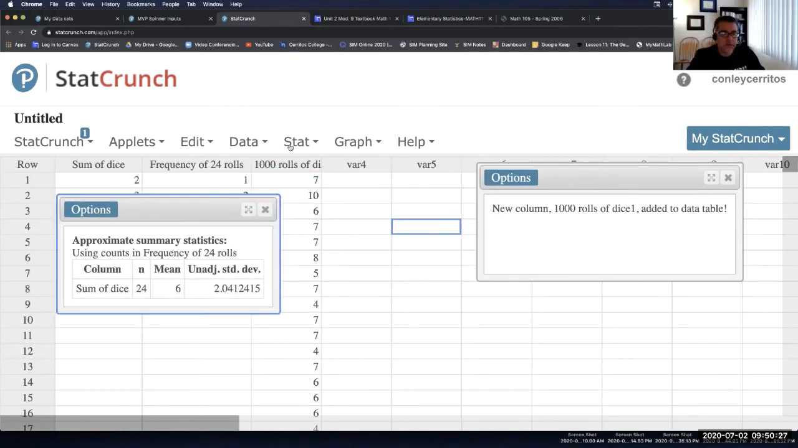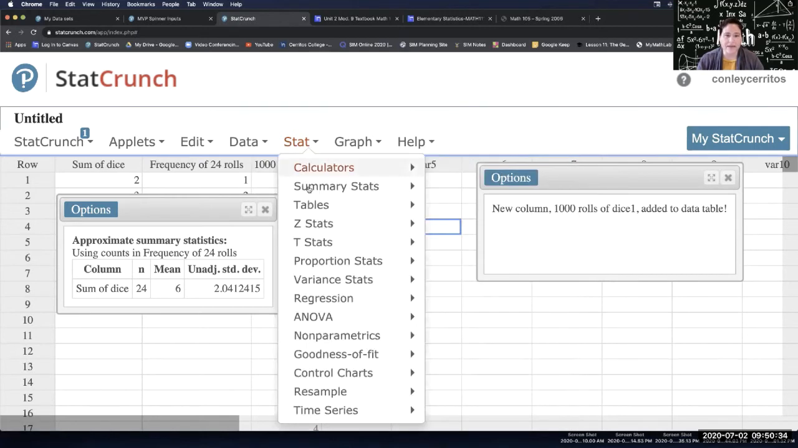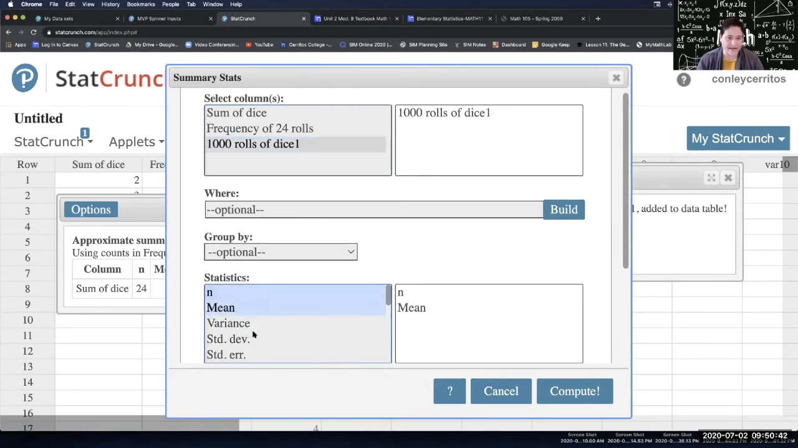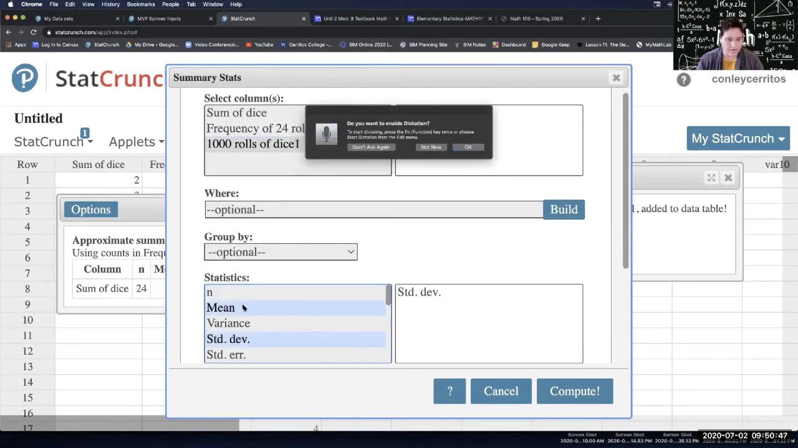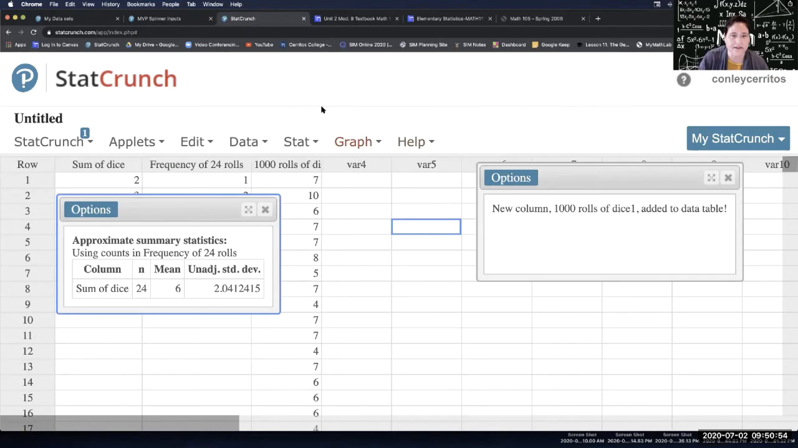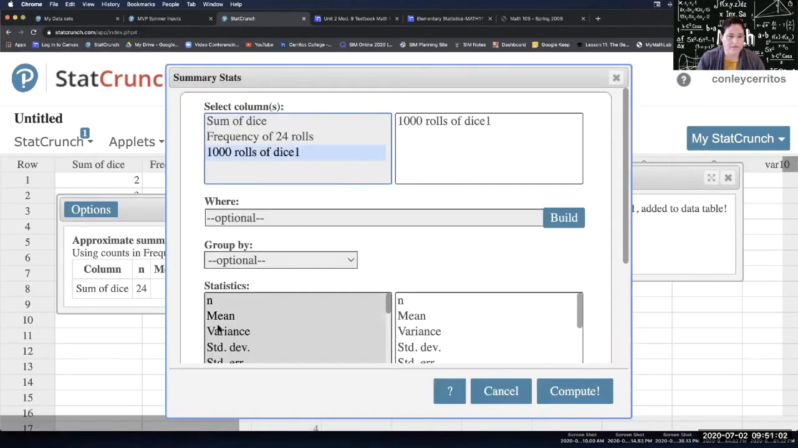So if I look at this, guys, and I go to Stat, Summary Stats, and now I compare. I always like to get my N. Just like that. I want to start over because I want them in the same exact way. Columns, 1,000.